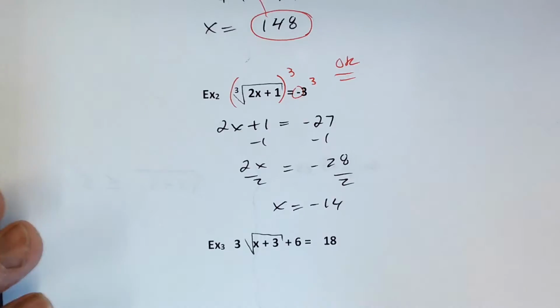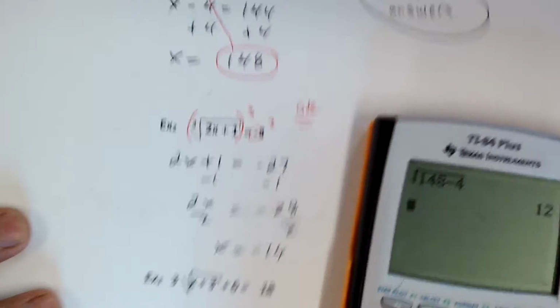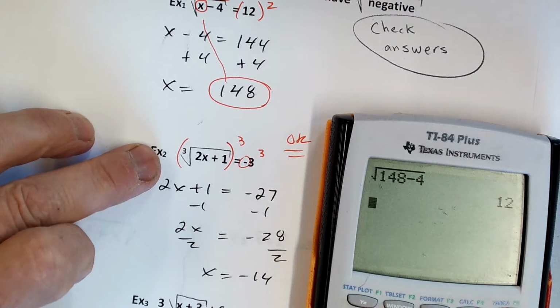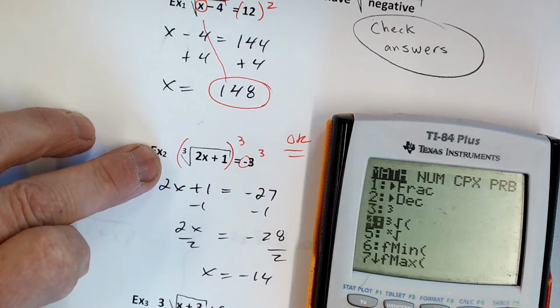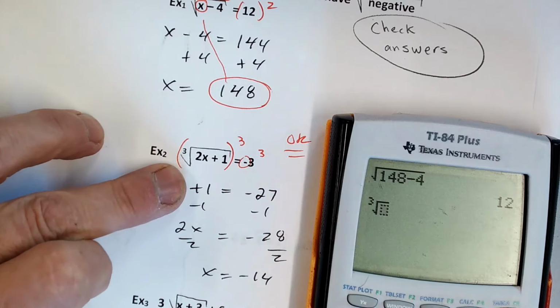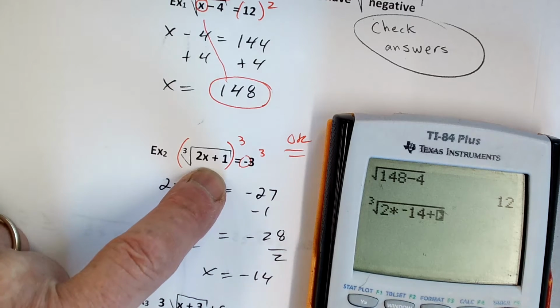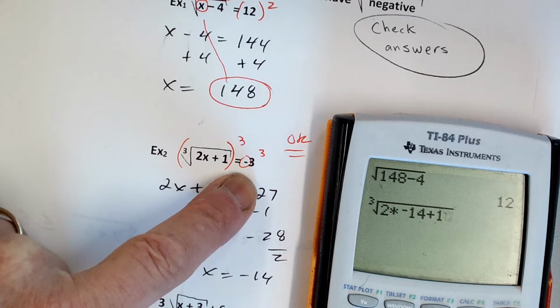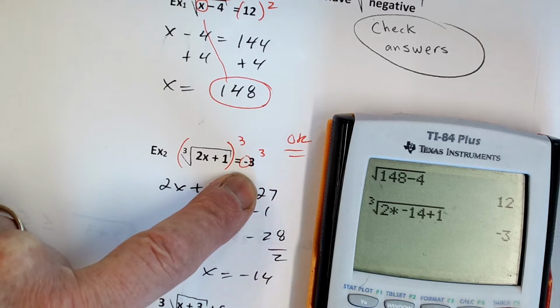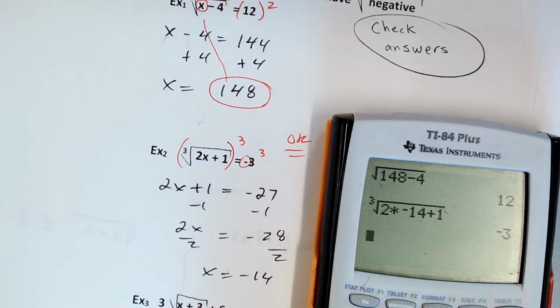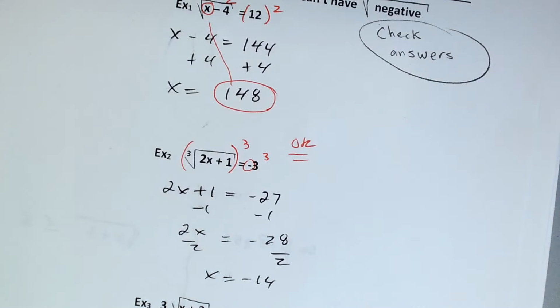Okay, and again, I can check this answer. You don't need to check all of it, but I'm going to check it anyway. Math. I've got a cube root button in my calculator. It's just kind of snazzy. 2 times my negative 14 plus 1. What does that equal? Hopefully negative 3. Boom, there it is. So my answer works, doesn't it? Good. Just checking my answers.